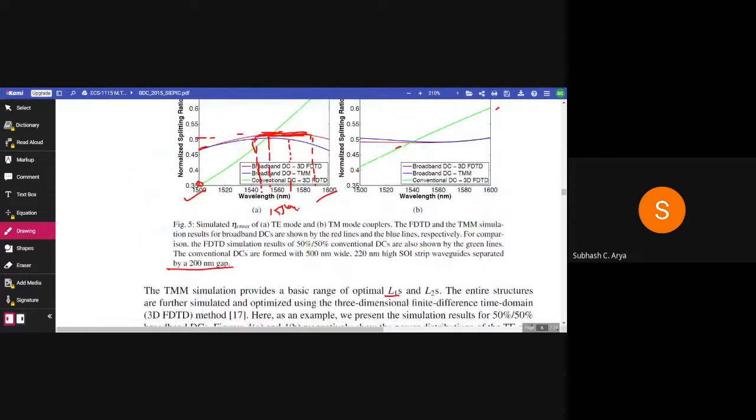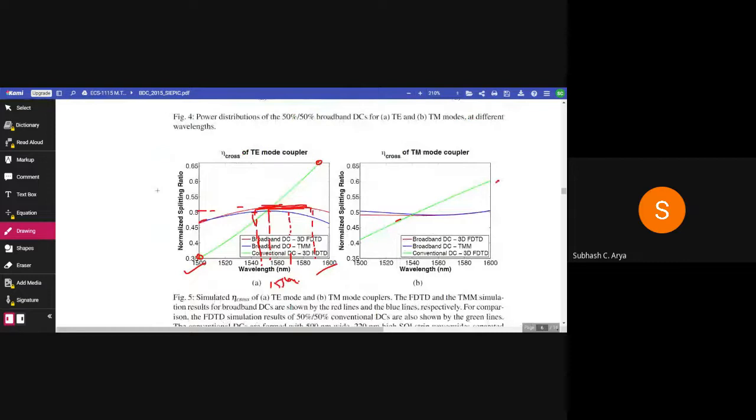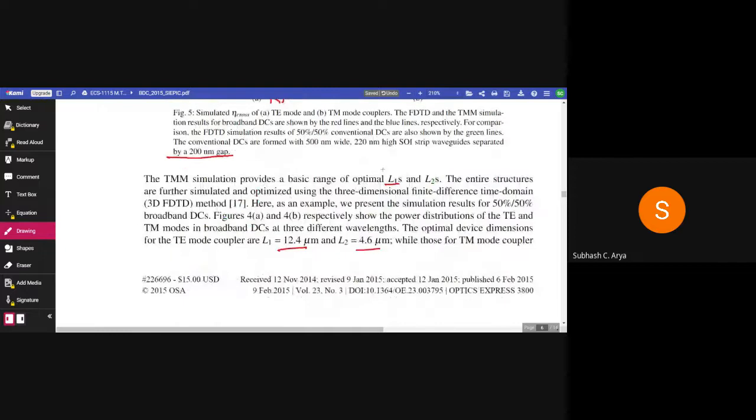Then we have seen the comparison among three methods: broadband directional coupler using the 3D FDTD method, then broadband directional coupler with the transfer matrix method, that is called TMM, and the third one is the conventional method, which has been shown with the green color curve, for two modes, TE mode as well as TM mode.